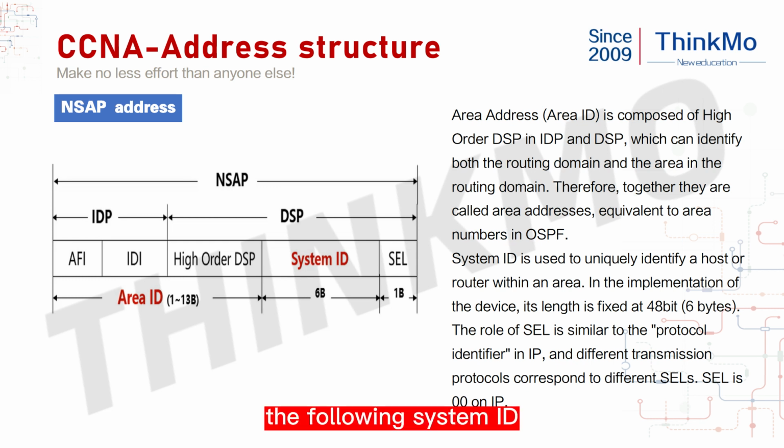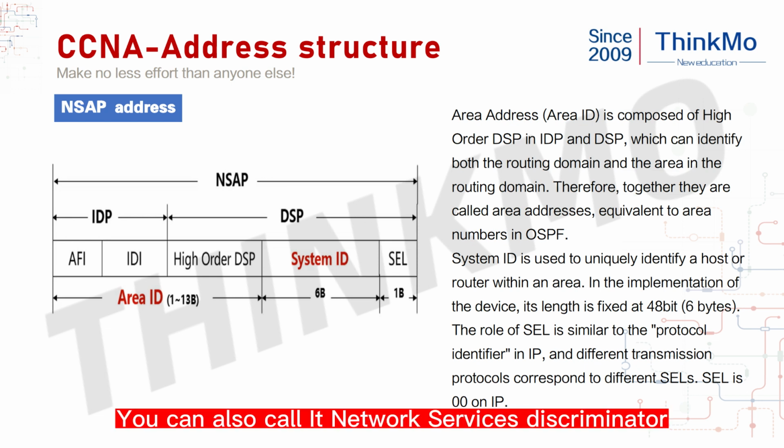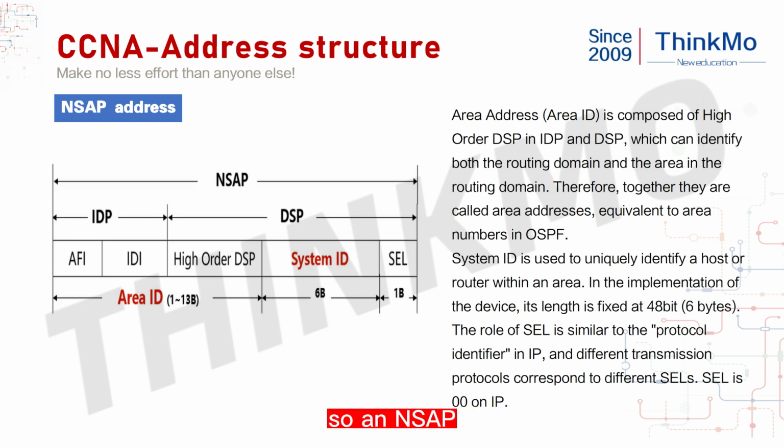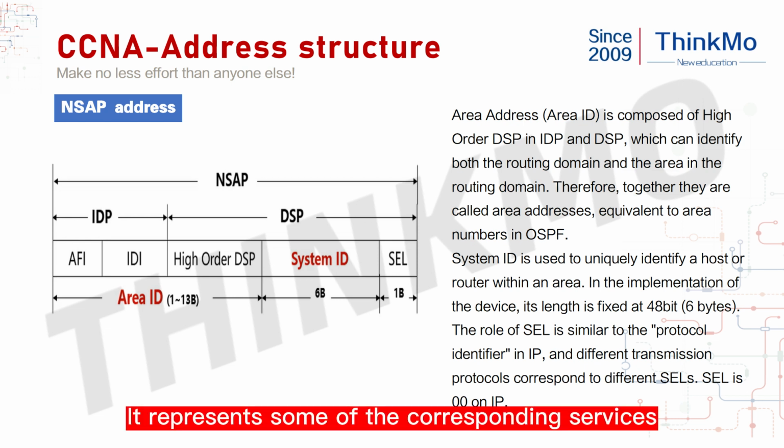The following is the system ID. It is equivalent to the RID in OSPF. It uniquely identifies a router in an area. SEL is called Network Service Access Point Selector. You can also call it a Network Services Discriminator. SEL mainly represents a certain service. So for an NSAP, it's not 0. Like 01, 02, 03, 04. It represents some of the corresponding services.